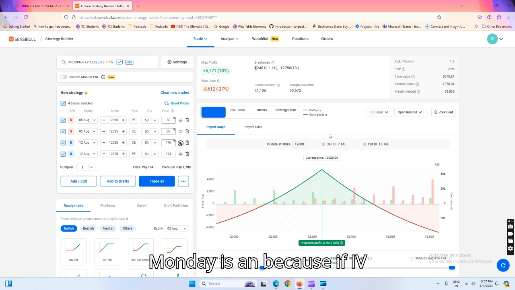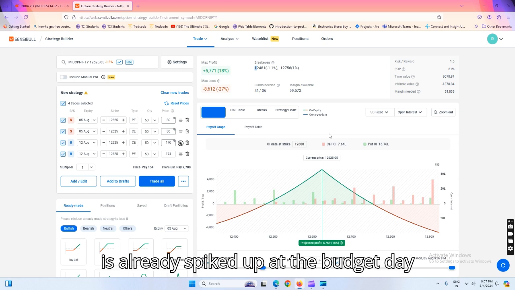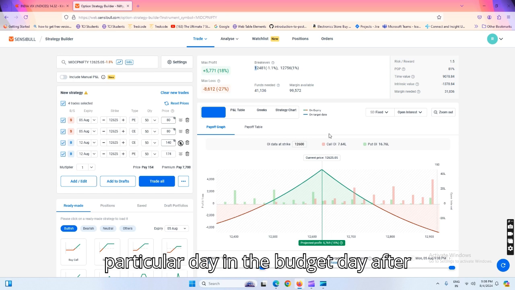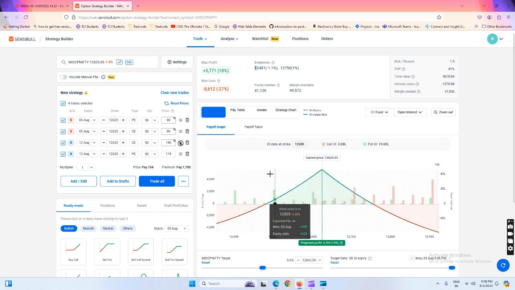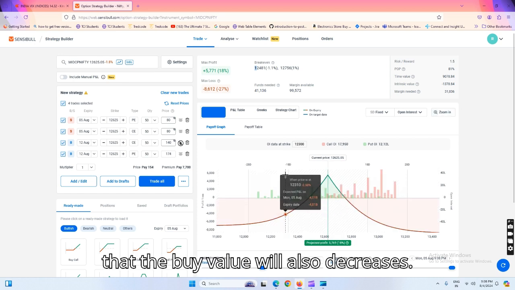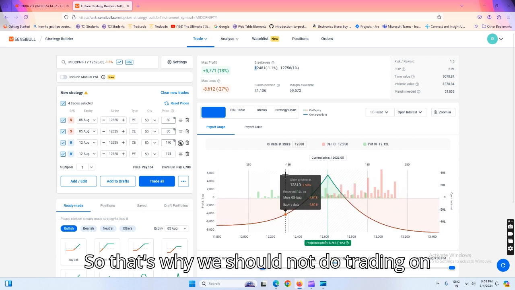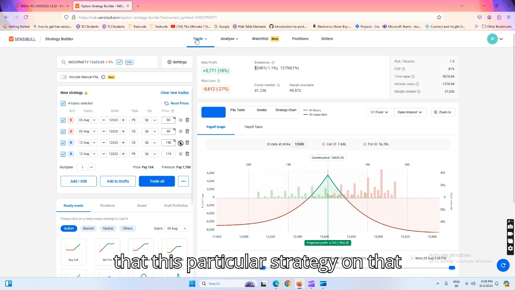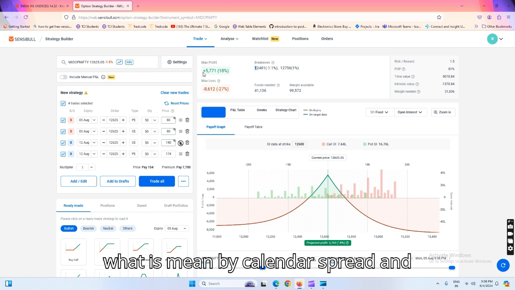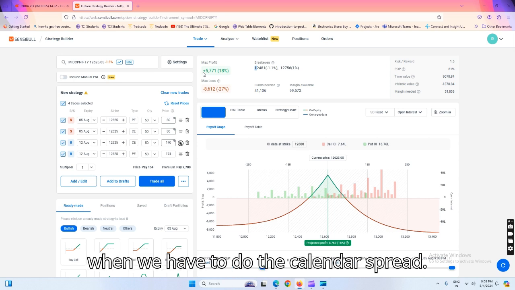Because if IV is already spiked up before the budget day, the IV will reduce on that particular day, after the election result, after the budget, so the buy value will also decrease. So that's why we should not trade this particular strategy on those days. Now we have understood what is meant by calendar spread and when we have to do the calendar spread.